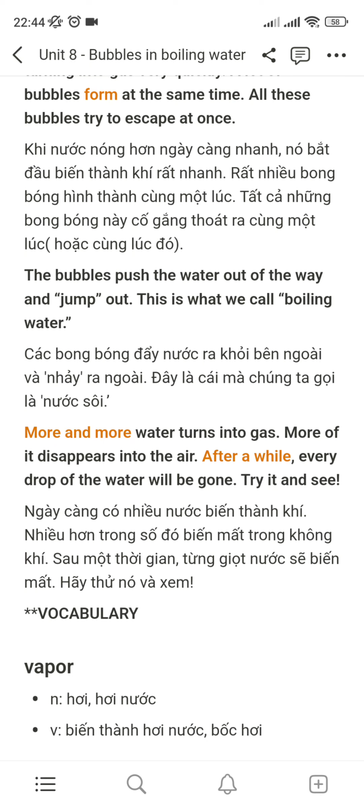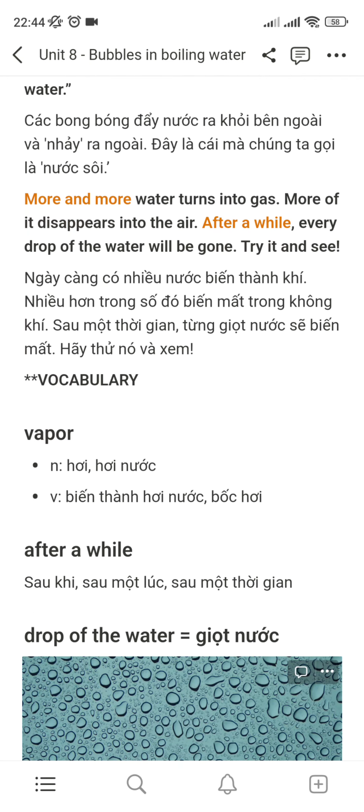More and more water turns into gas. More of it disappears into the air. After a while, every drop of water will be gone. Try it and see. Vapor, water, after a while.